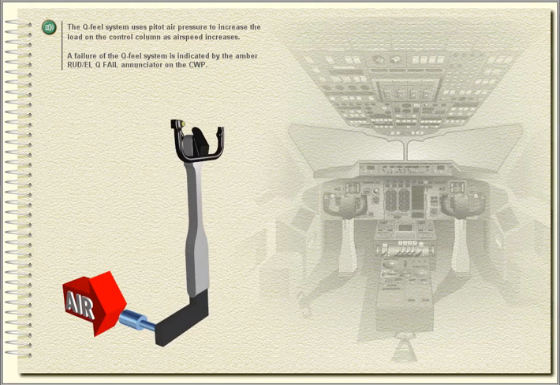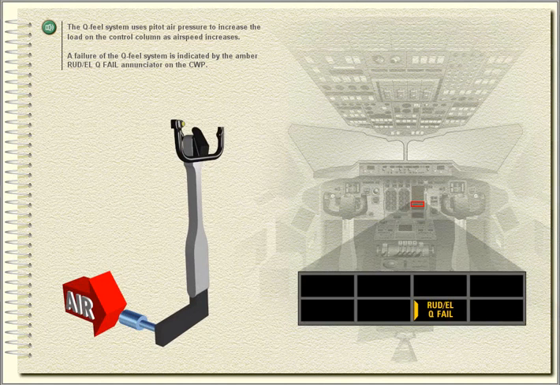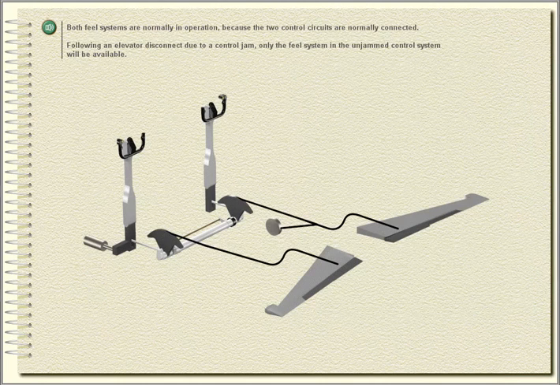A failure of the Q feel system is indicated by the amber rudder elevator Q fail annunciator on the central warning panel. Both feel systems are normally in operation because the two control circuits are normally connected. Following an elevator disconnect due to a control jam, only the feel system in the unjammed control system will be available.